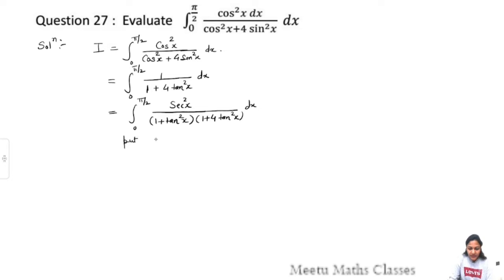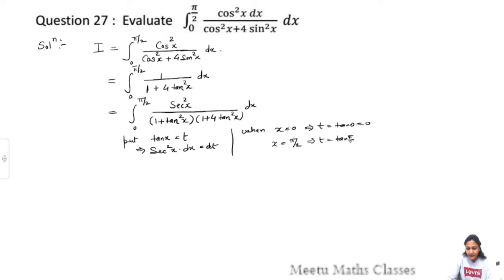Now we are going to substitute tan x is equal to t. That implies, by differentiating, sec square x dx can be replaced by dt. We are also going to change our limits. When x is equal to 0, t will be tan 0, that is 0. And when x is equal to pi by 2, our t will be tan pi by 2, that is infinity. So our I will become integral 0 to infinity, sec square x dx replaced by dt, and our integral will become 1 upon (1 plus t square) into (1 plus 4t square) dt.